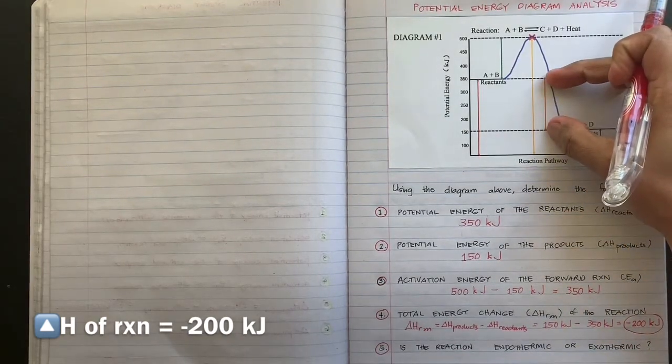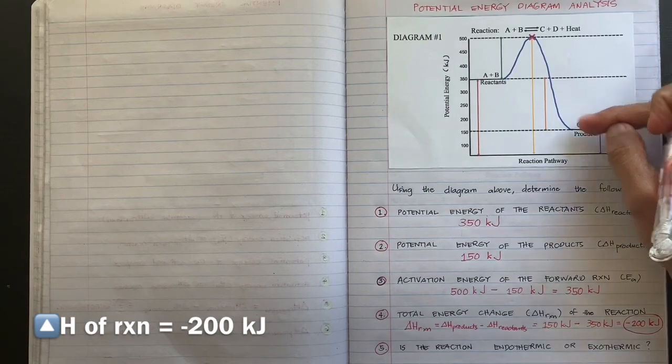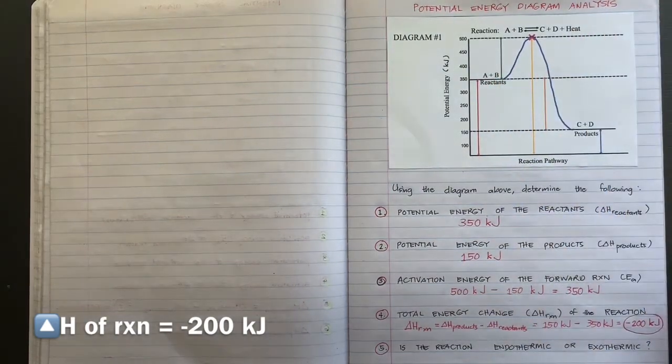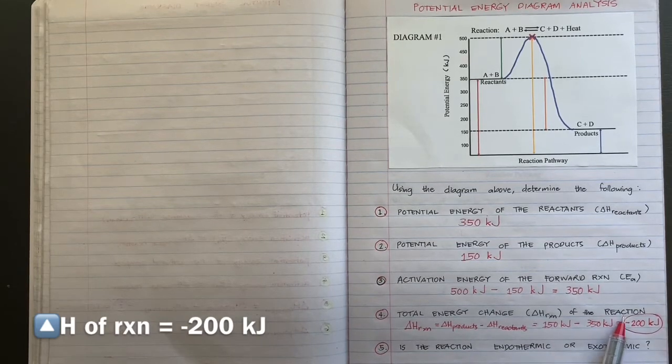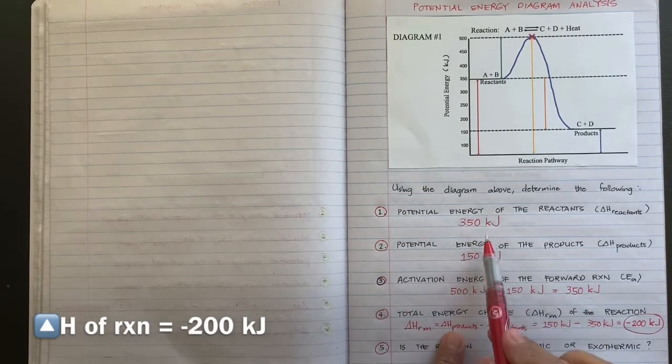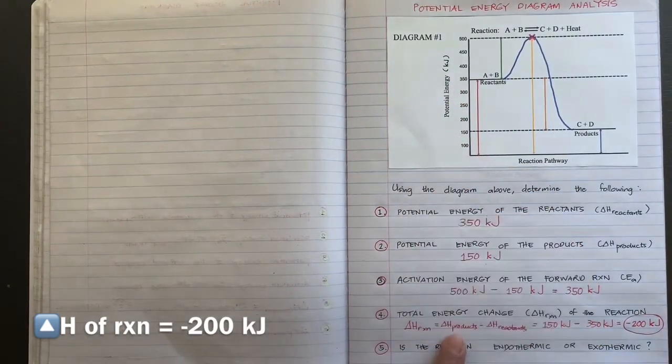Negative 200 kilojoules gives you the value, which is this. This is the one in orange. Negative because the products' potential energy is lower compared to the reactants' potential energy. So 150 minus 350 gives you negative 200. And again, to get the total energy change of the reaction, it's always the products minus reactants. And how do you get products and reactants? We got them from numbers 1 and 2, which are just taken from the diagram.